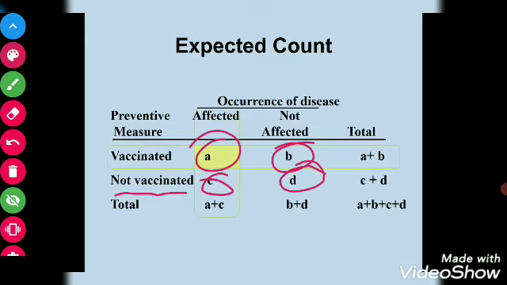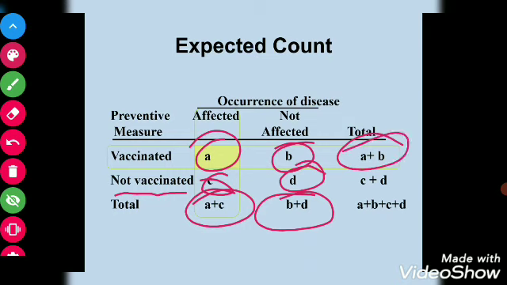And we get the column totals: first column A plus C, second column B plus D. The row totals are A plus B for the first row, and C plus D for the second row, and this is the total sum of all the frequencies. So this will be your data structure.